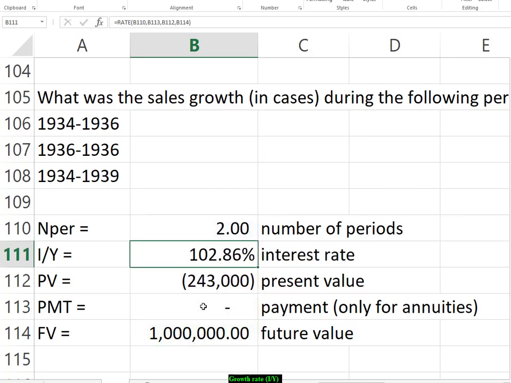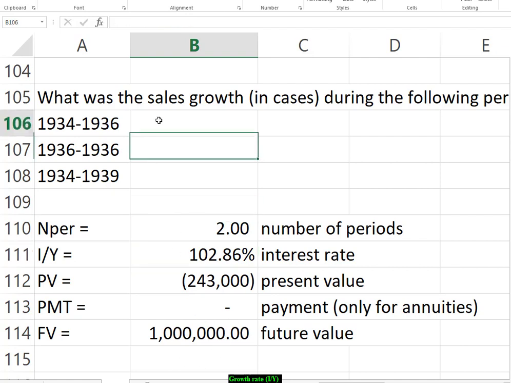So it grew at a rate of 102% per year. So when you compound the 243,000 at this rate, in 2 years you end up having 1 million cases. So we repeat the process. So we found that it's 102.86% for the first case.